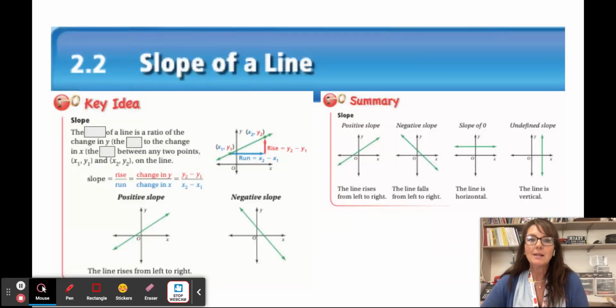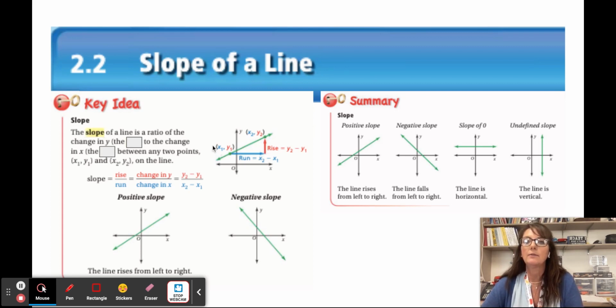Okay, here we go, lesson 2.2. So today we're going to be looking at the slope of a line. Gotta get my pen in the right order here. Some key ideas and some summaries here.